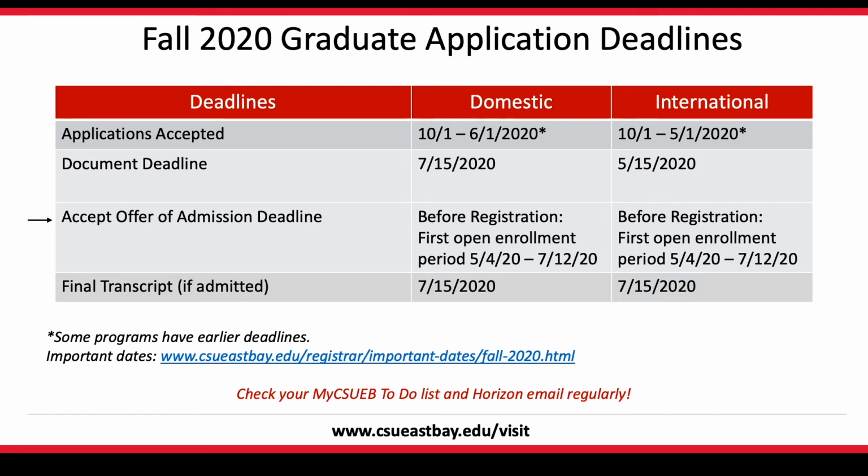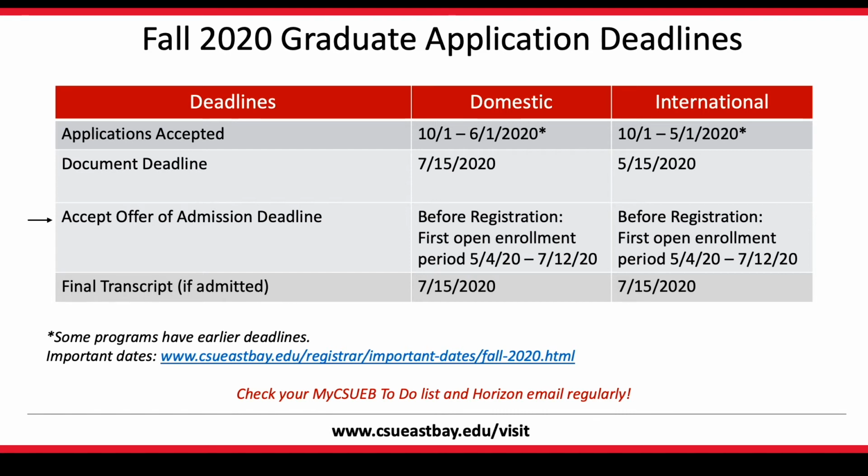Fall 2020 application deadlines. Applications for fall admission from domestic applicants are due by June 1st, 2020. Some programs do have earlier deadlines, though, which are indicated in Cal State Apply and on the Office of Admissions webpage. The deadline for applications from international students is May 1st, 2020. The document deadlines by which transcripts and any required test scores are due is July 15th, 2020 for domestic students and May 15th for international students.